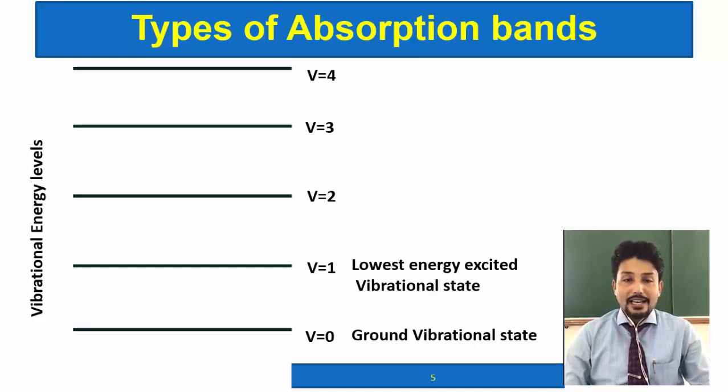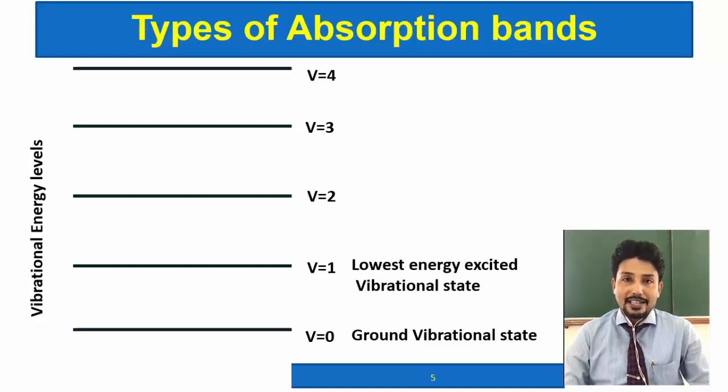So here these are the different vibrational levels. Nu is equal to 0, nu is equal to 1, nu is equal to 2, 3, 4. As the integer value increases, the energy of vibrational level increases. Nu is equal to 0 is known as ground vibrational state. Nu is equal to 1 is known as lower energy excited vibrational state, and so on. As we move from 0 to 4 or 5, vibrational energy increases, so vibrational frequency also increases.